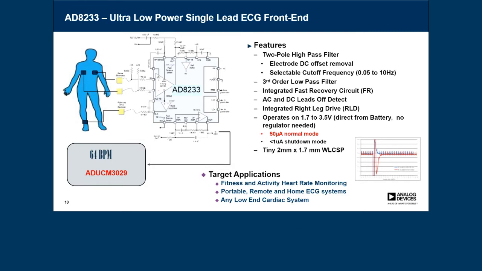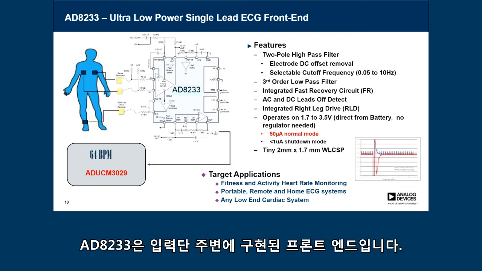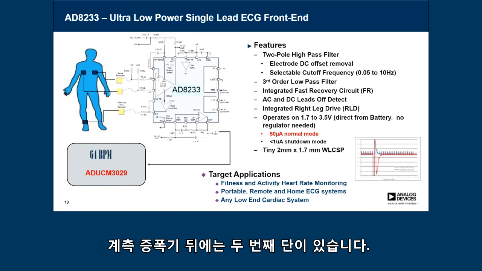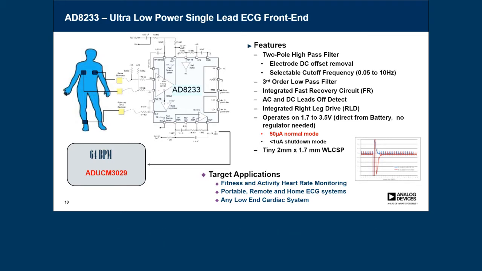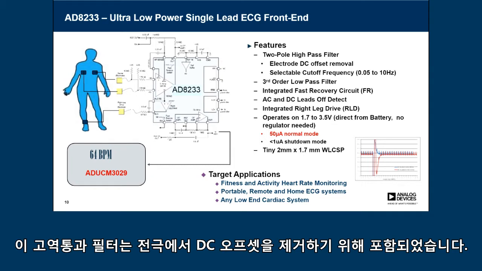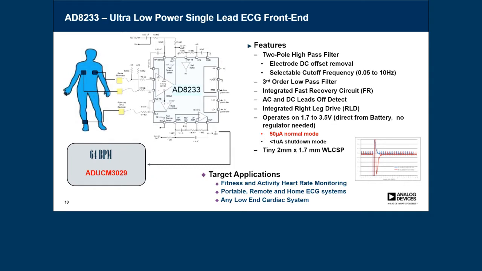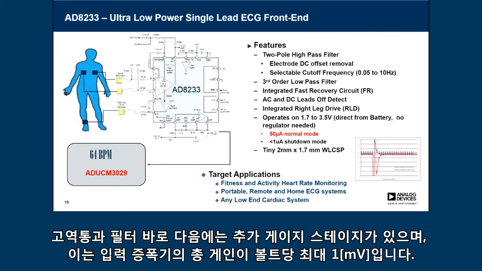The 8233 is a front end that is built around an input signal stage, which is actually an instrumentation amplifier, followed by a second stage. The input stage is divided into two different stages. So there is a limited gain at the input, and after this gain we have a high pass filter. This high pass filter is included to reject the DC offset from the electrodes. And directly after that high pass filter there's an additional gain stage, where the total gain of the input amplifier is up to 100 volts per volt.